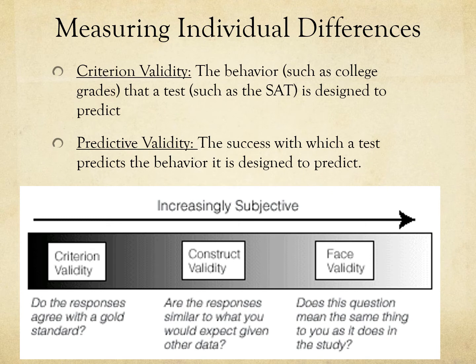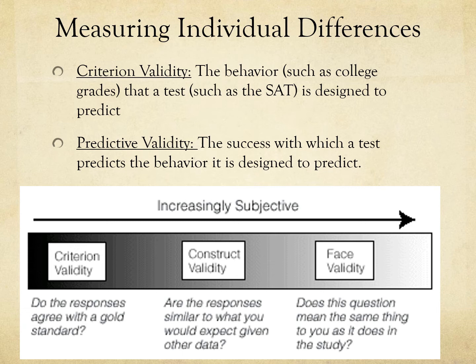You also have criterion validity. This is the behavior, such as college grades, that a test such as the SAT is designed to predict. So you take the SAT or ACT or whatever it might be because it's supposed to predict how well you do in college. So that's criterion validity. Do the two match up? You have predictive validity, the success with which a test predicts the behavior it is designed to predict.